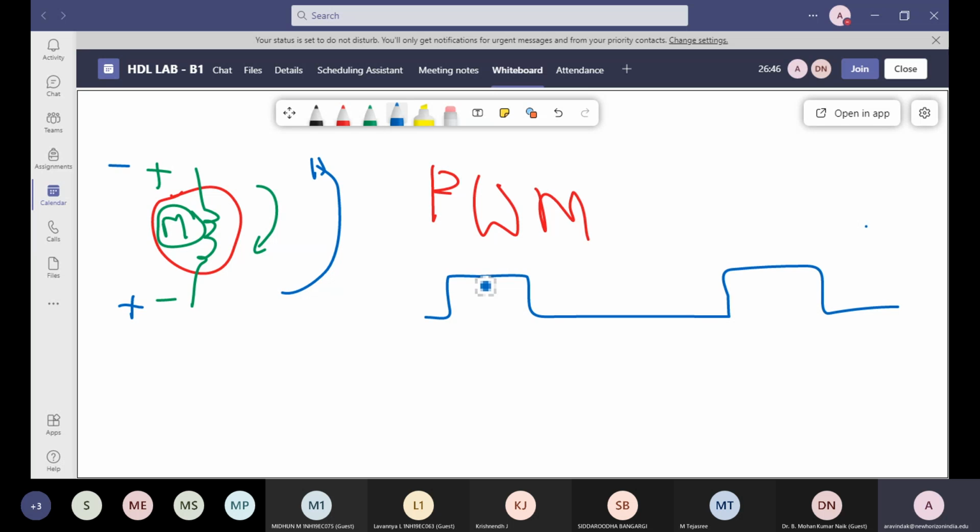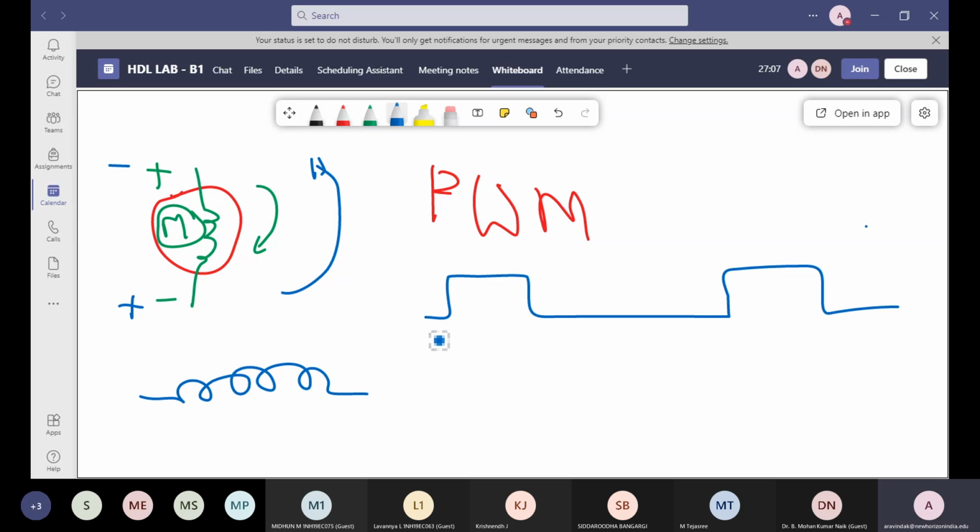When I apply a pulse here, as soon as the pulse is applied to the winding, the motor will start running. Now don't think that once this pulse is off, the motor will stop, because the motor is basically an inductance. The motor's winding is basically an inductance. We are supplying a pulse to an inductive load.